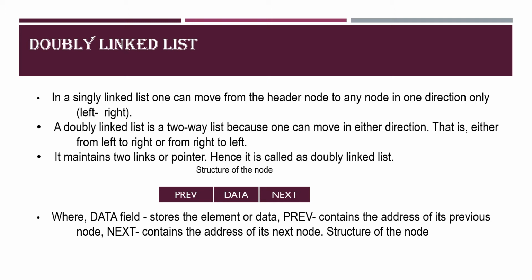Every node in the double linked list contains three fields and they are shown in the figure: previous, data and next field. The data field stores the element of the data and the previous will contain the address of the previous node. The next contains the address of the next node. This is the structure of the doubly linked list.